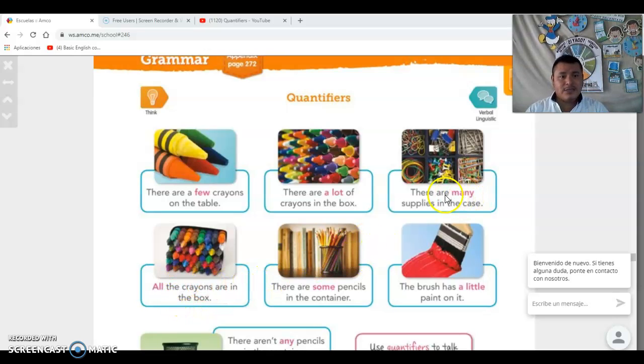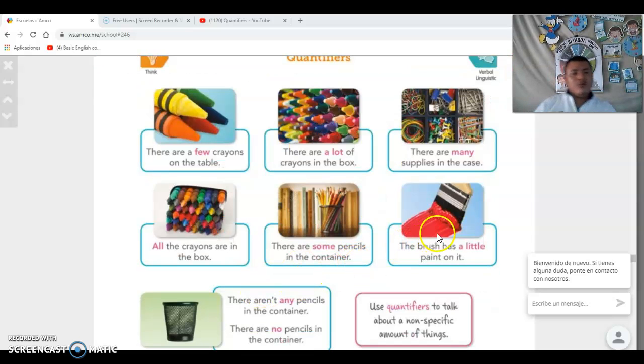And if you see right here, there are many. What does that mean? Many of different sizes, different shapes. There are many supplies in the case, many supplies, see? And then there are some pencils in the container. So this is the container, there are some pencils. The brush has a little paint on it. This is the brush, and it has a little paint on it.